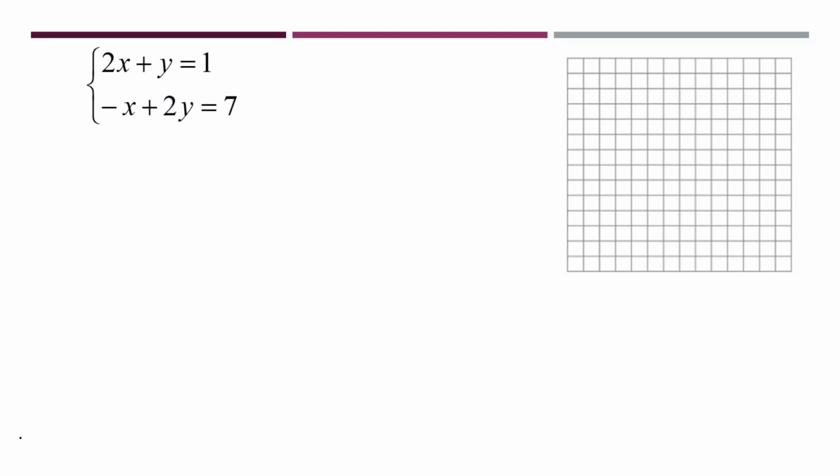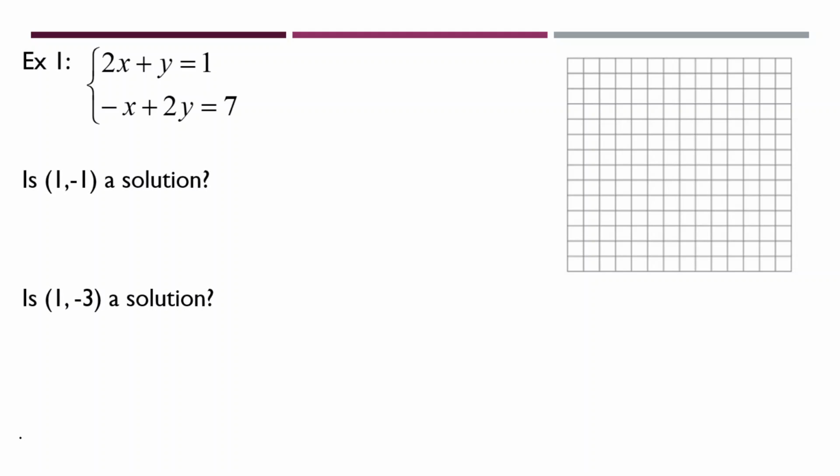A system of equations is any set of multiple equations that are connected in some way. So the first question we might ask is, is a particular point a solution? Well, what does this mean? A solution simply makes both equations true.